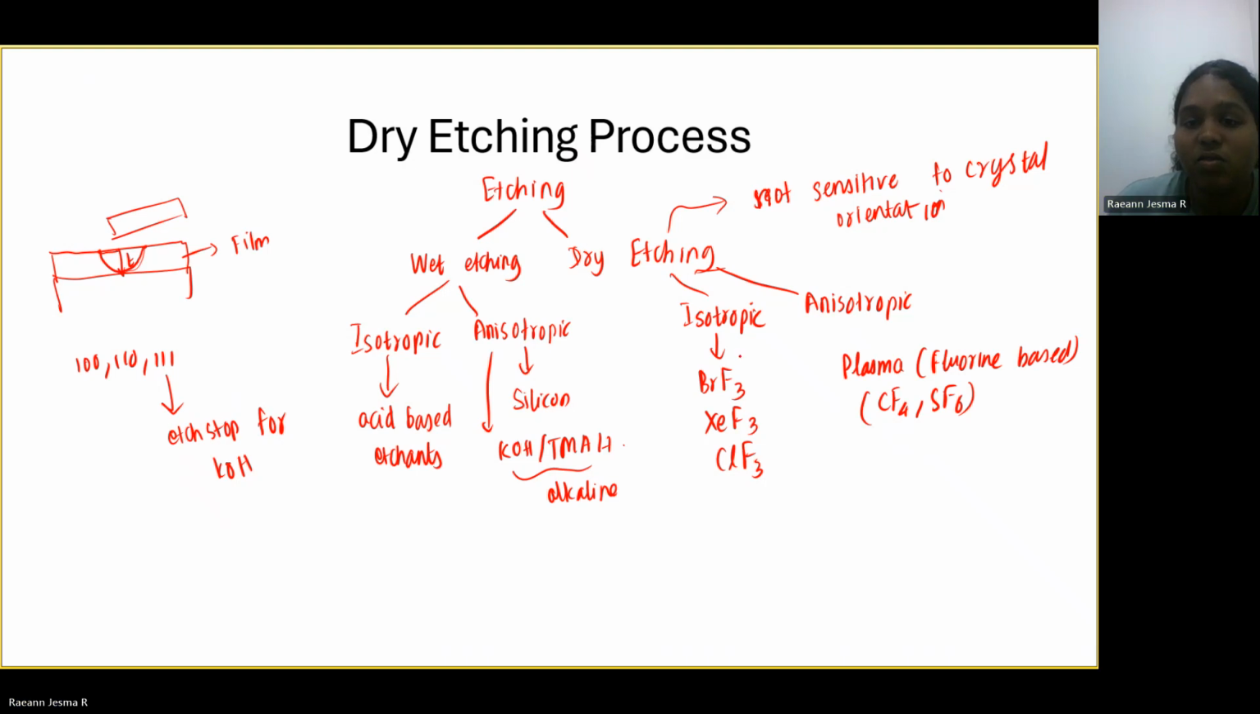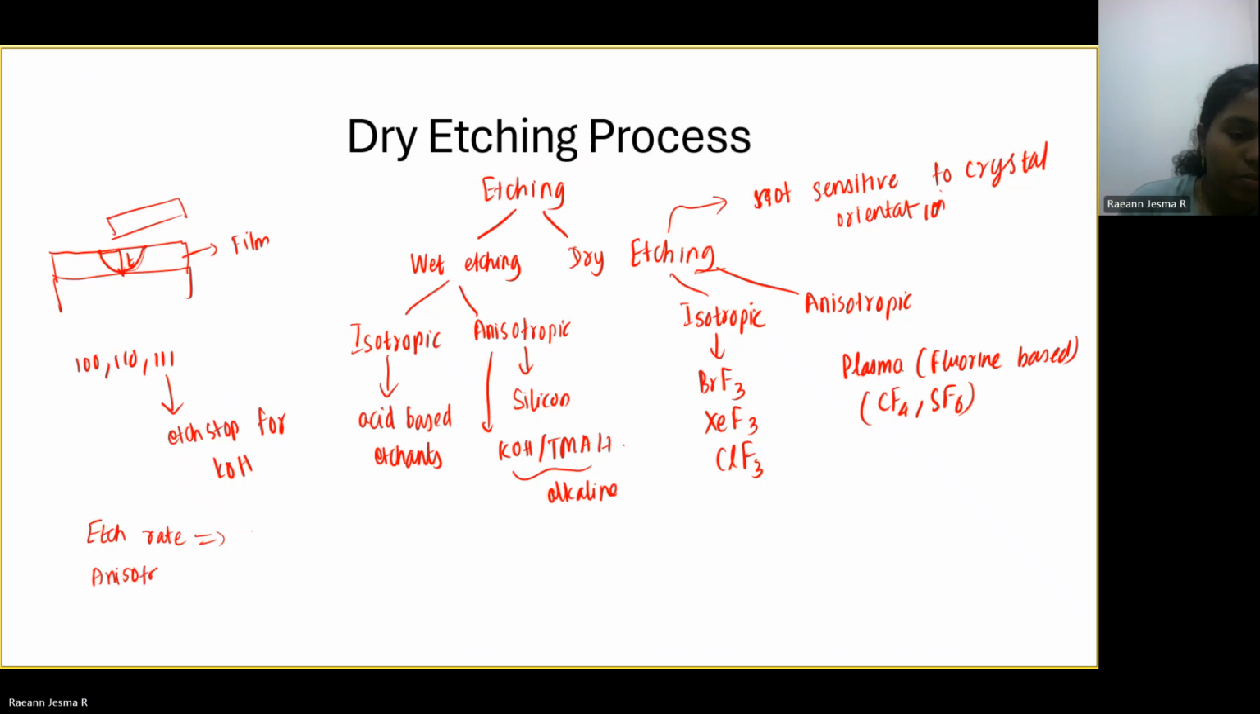Is this clear? And in etching, there are certain terms. One is etch rate, which is the rate at which the material is getting removed. Then another thing is anisotropy and selectivity. These are the important parameters when you are doing etching.